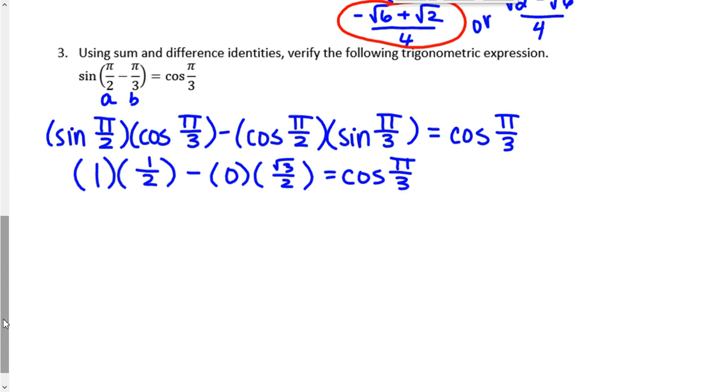Well, what do you know when you multiply by 0? 0. So that is unnecessary. So this side is 1/2. What is the cosine of pi over 3? 1/2.